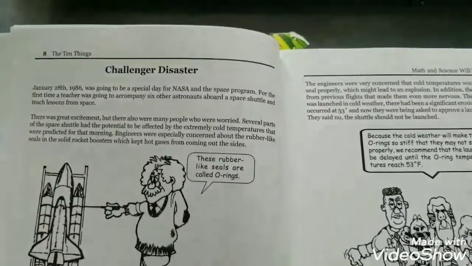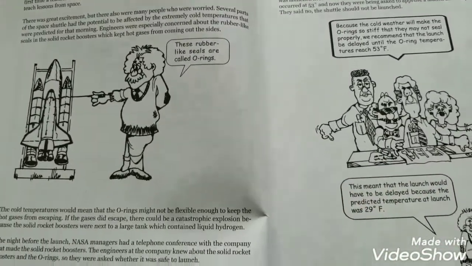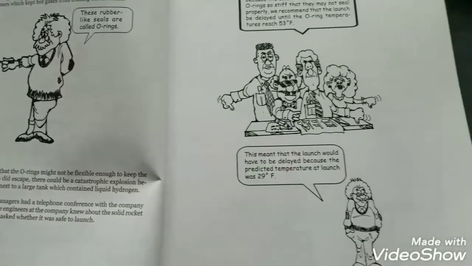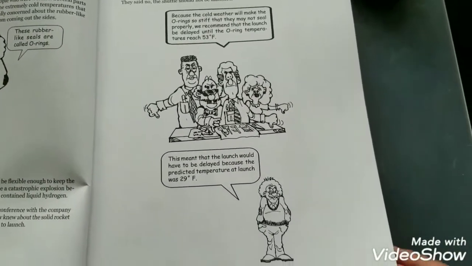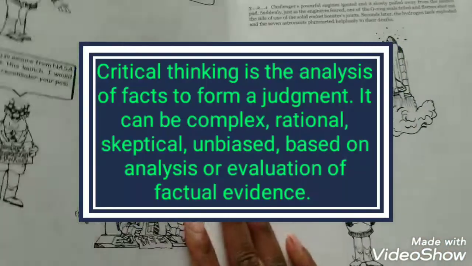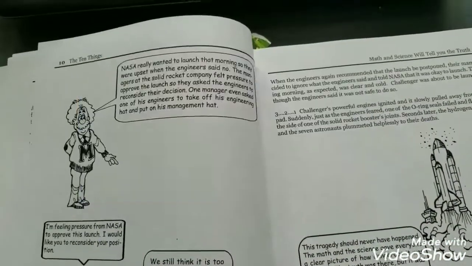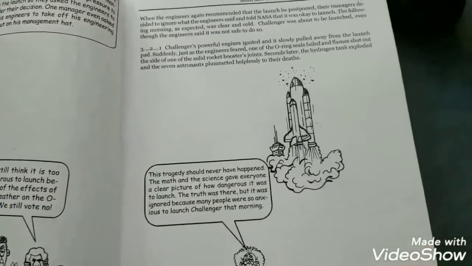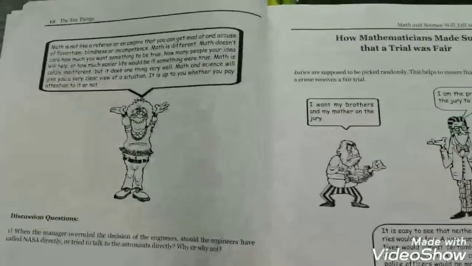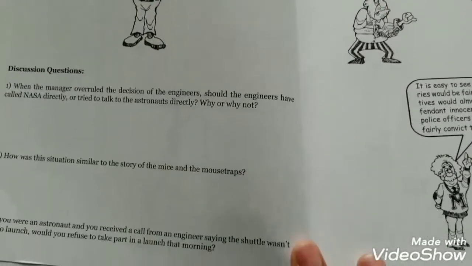So this here kind of briefly explains and talks to you about the Challenger disaster, okay? This book is great for middle school and high school, by the way. So again, he uses cartoons and simple language to explain what happened. At the end of this particular chapter, he gives you some discussion questions.